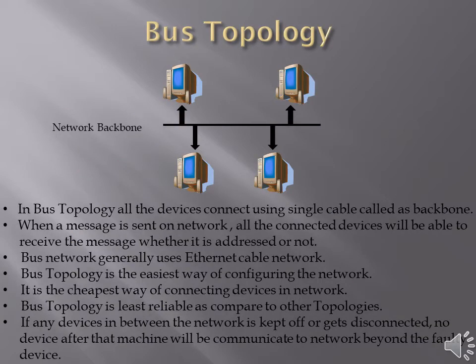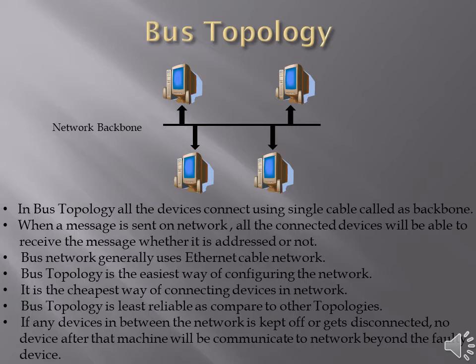Let's discuss the different type of topologies in detail. First of all, we will consider bus topology. In the bus topology, you can see a network backbone is connected to a single cable and four nodes are connected to that backbone cable. In bus topology, all the devices connect using single cable called as a backbone. When a message is sent on network, all the connected devices will be able to receive the message whether it is addressed or not. Bus network generally uses Ethernet cable network.